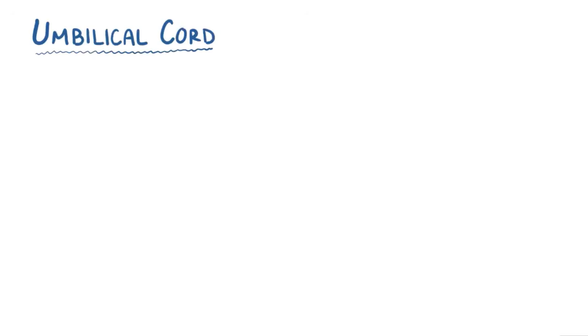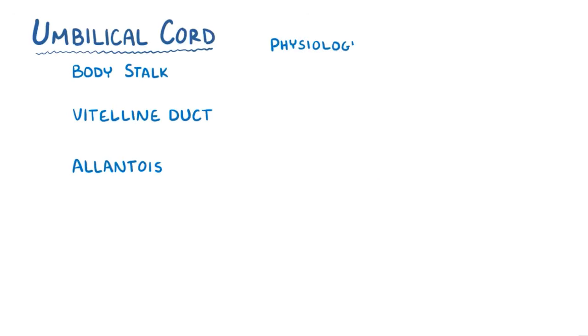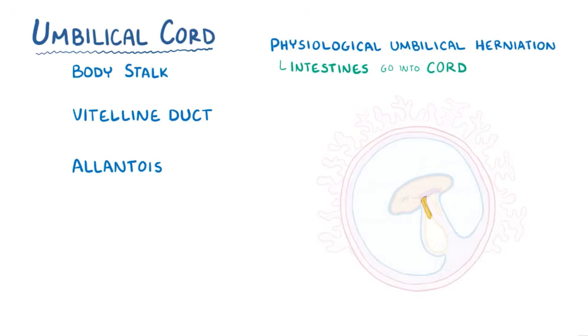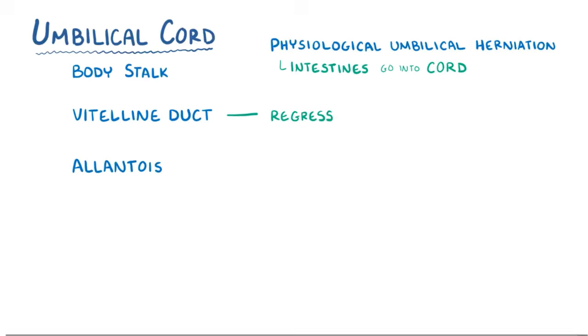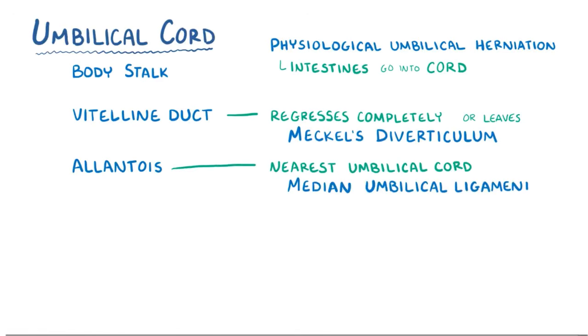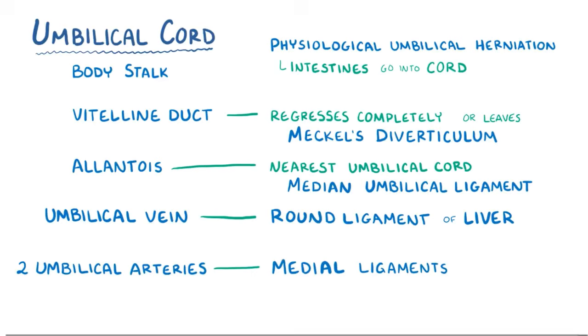Alright, as a quick recap, the umbilical cord is made up of three key structures: the body stalk, the vitelline duct, and the allantois. There's also a normal process called physiological umbilical herniation, where the intestines briefly go into the umbilical cord as well. The vitelline duct regresses completely, but in some cases will leave behind a Meckel's diverticulum. The end of the allantois nearest the umbilical cord turns into the median umbilical ligament, and the umbilical vein becomes the round ligament of the liver, while the two umbilical arteries become the medial ligaments.